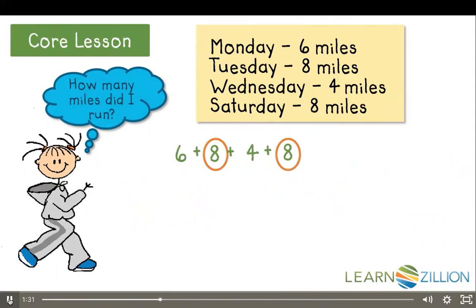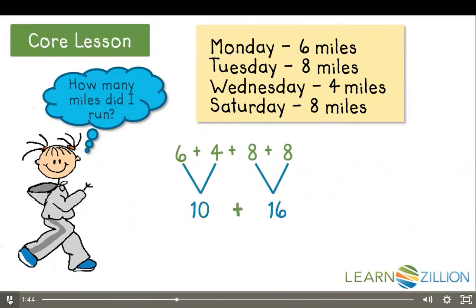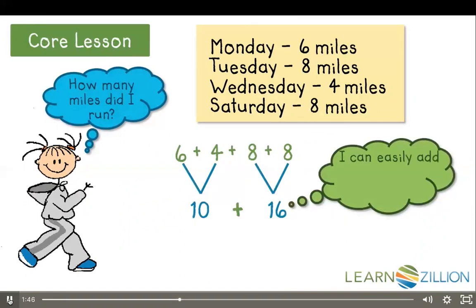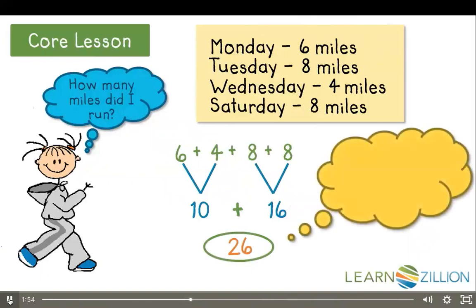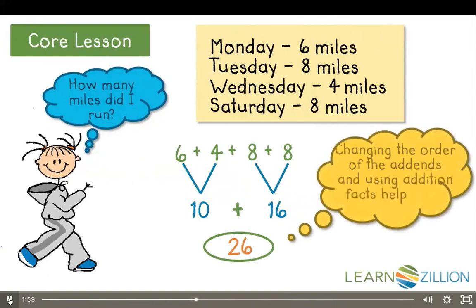8 plus 8 can be rearranged to get together to make 16. I also know that 6 plus 4 equals 10. I can easily add 10 plus 16. 10 more than 16 is 26. I ran 26 miles last week. Changing the order of the addends and using addition facts helped me find the sum.